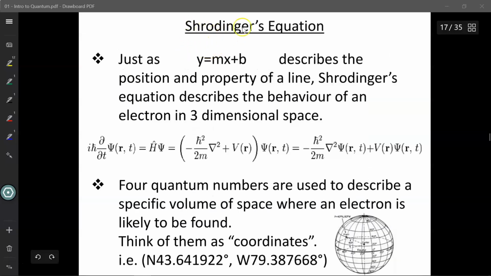Now, Erwin Schrodinger was able to come up with an equation to describe the behavior of an electron in three-dimensional space. All right? Now, just like y equals mx plus b requires two coordinates to solve and describe the position and properties of a line, Schrodinger's equation requires 4 quantum numbers to describe a specific volume of space where an electron is likely to be found. Thankfully, you won't have to use Schrodinger's equation this year, but if you're planning on taking chemistry in university or college, you'll probably have to use a portion of it at some point. For now, let's just concentrate on what these 4 quantum numbers represent.